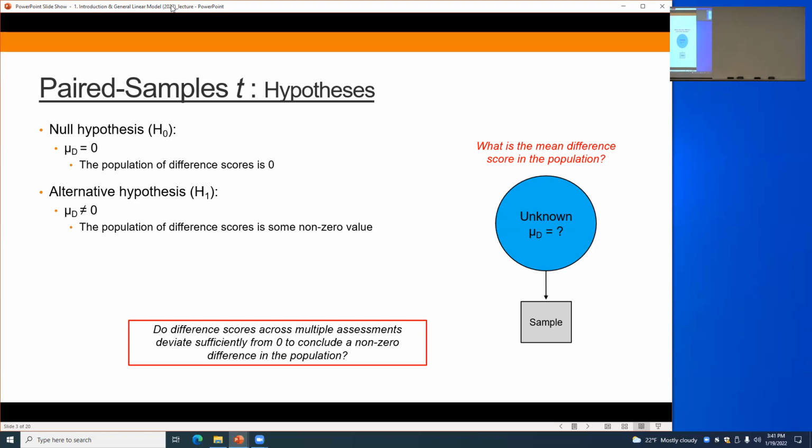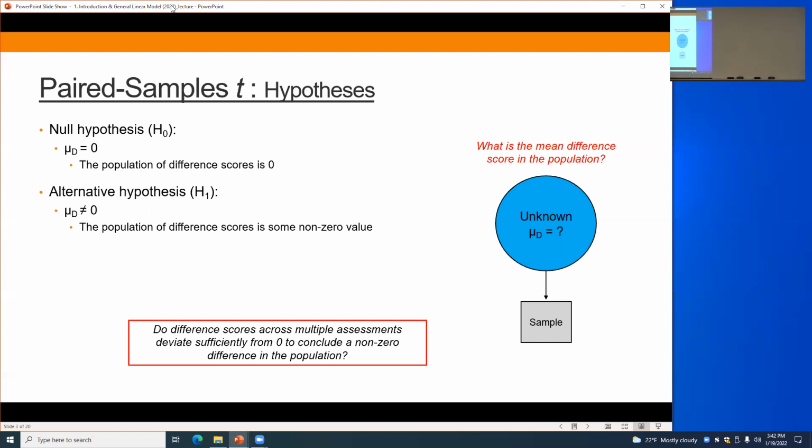If I measure Rachel today and I measure Rachel a week from now, and I have an infinite population of Rachels, my hypothesis is that the mean difference score from time 1 to time 2 in the population of Rachels is equal to 0. There's no difference, right? Rachel does not change in terms of those scores. My alternative hypothesis is that the difference score in the population is some non-zero value, right? It's either going up or going down, just not 0.